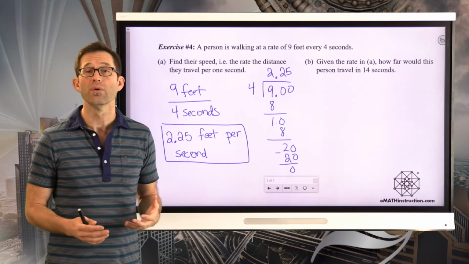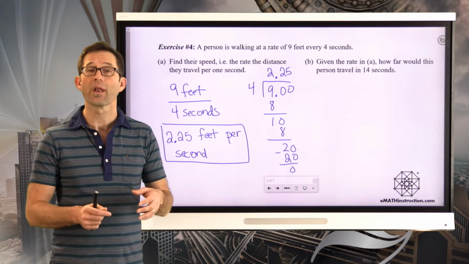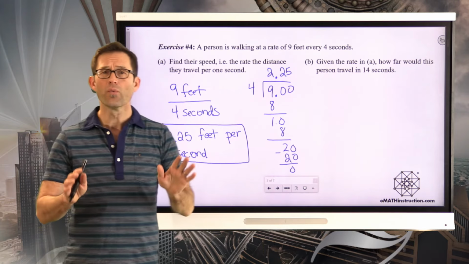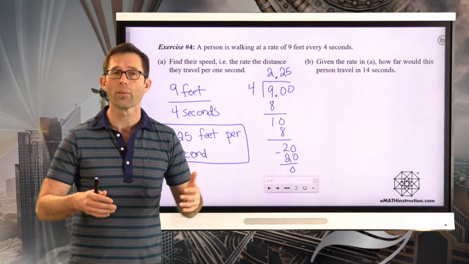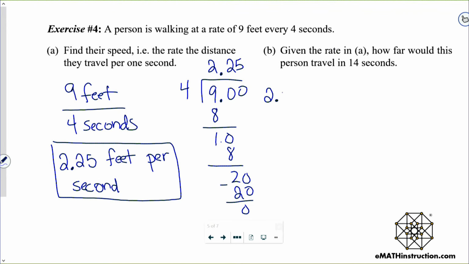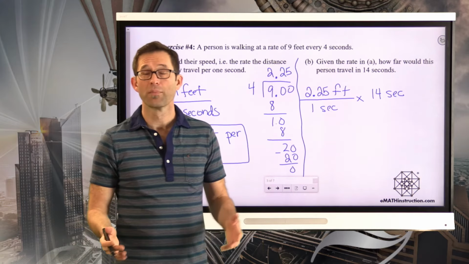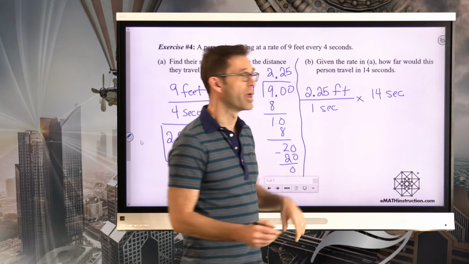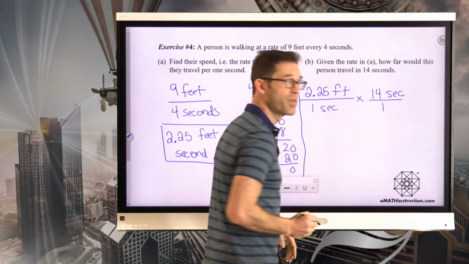Well, the whole point of a unit rate, feet per second, is so that I can now multiply by the time in order to get the distance. You can really see this in the units, and I would encourage you to think about units as you go. Here's what I mean. Really what we have is 2.25 feet per 1 second, and I'm going to multiply by 14 seconds. Now, think about when you've multiplied fractions before and how things cancel. The same thing really happens with units. This is truly a numerator. If you want to think about it as a fraction, you can think about it that way.